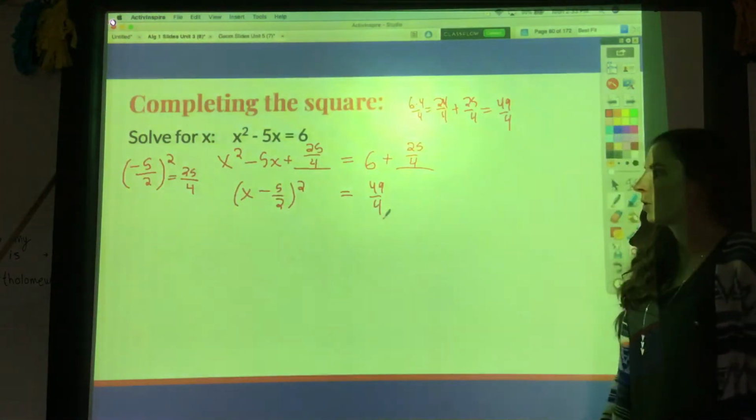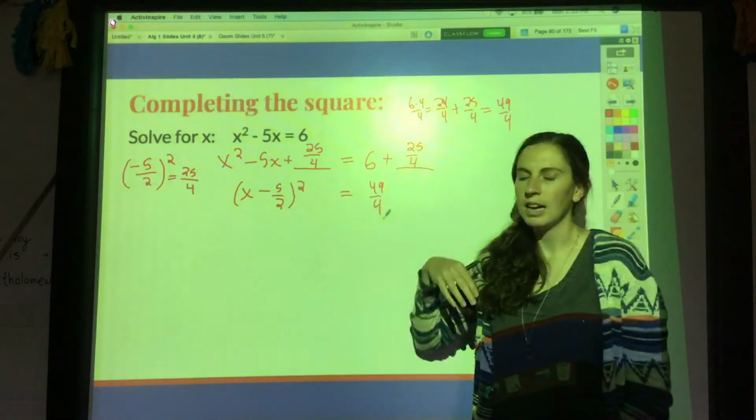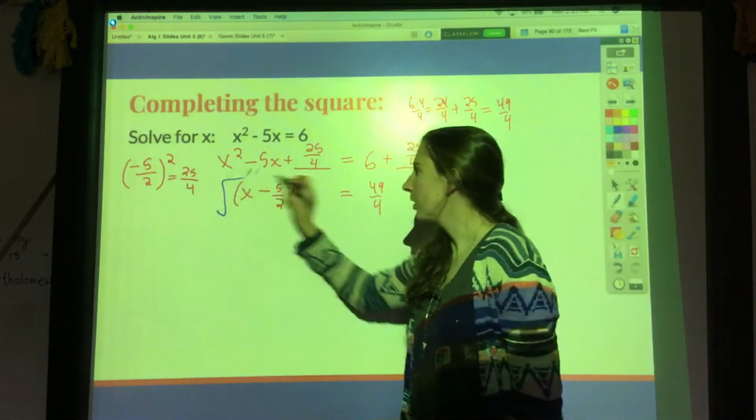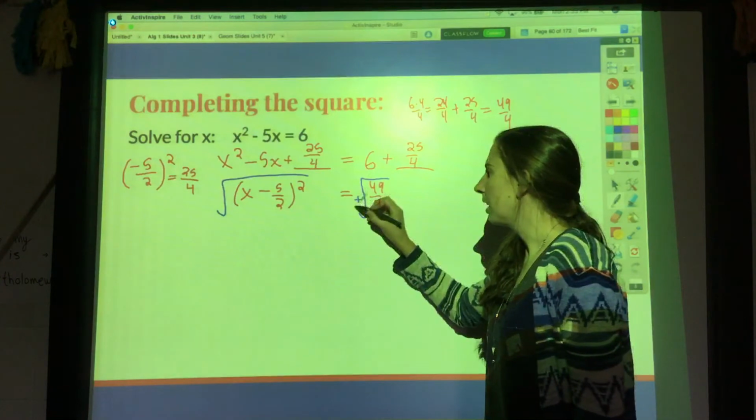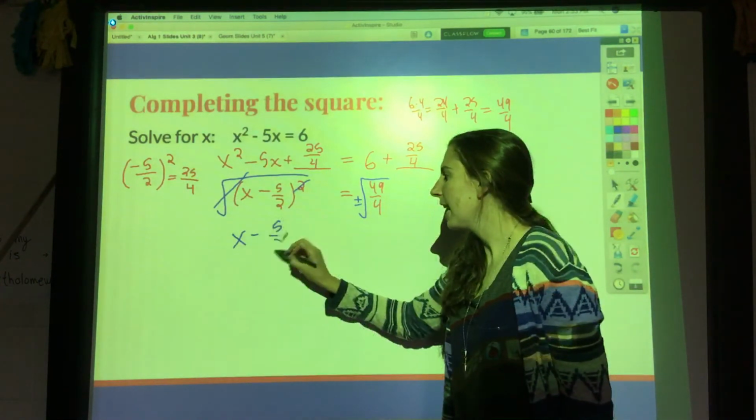All right, we completed the square. We turned this into x plus or minus something squared. Now we're going to do square root method to get x by itself. So to get rid of squared, you square root. Don't forget plus minus. That cancels that, and we just have x minus 5 halves.